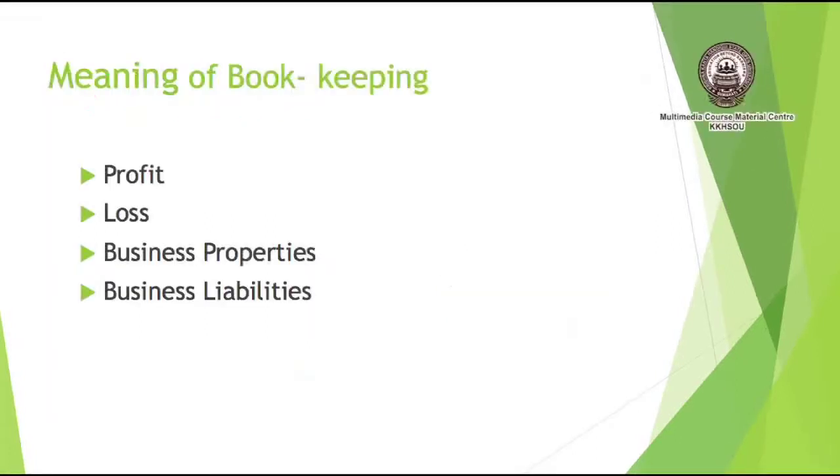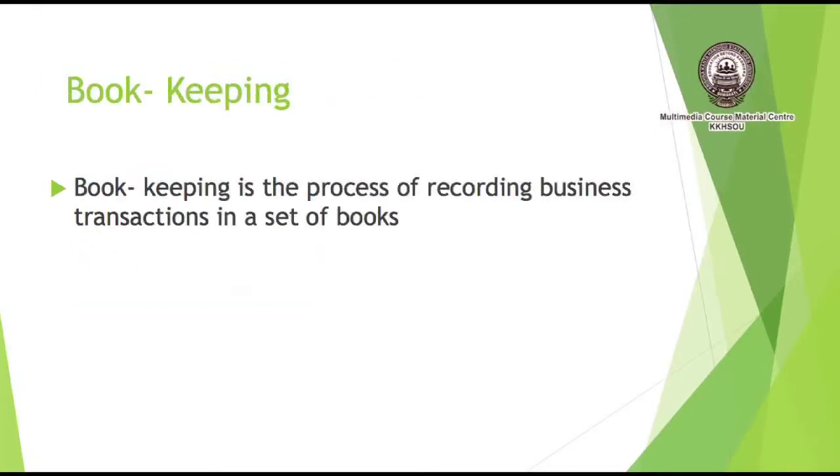Besides the profit or loss, there are some other aspects too, like business properties, business liabilities, etc. So the way to know about all this is to keep the records of the business transactions. When the recording of business transactions is concerned, the system through which these transactions are recorded is known as bookkeeping. So we can define bookkeeping as the process of recording business transactions. These transactions are recorded in a set of books. That set of books is generally known as book of accounts. So we have different types of books like journal book, ledger book, etc. We'll discuss these books as we move forward to other units of this course.